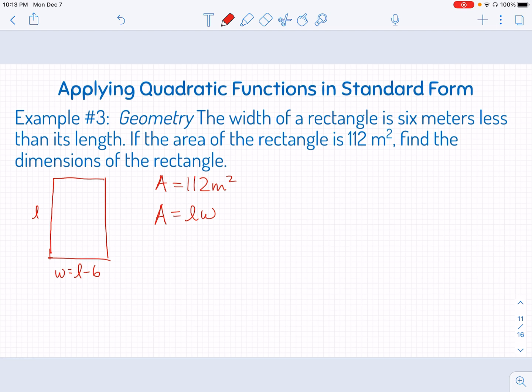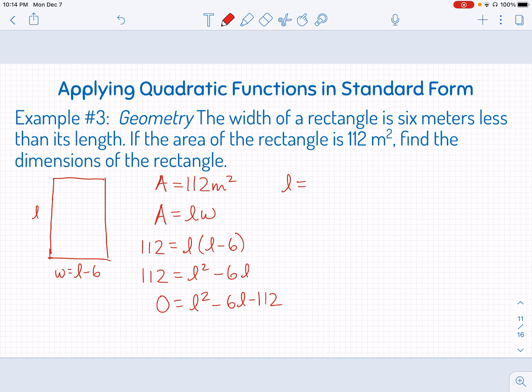So I can say, well, area is just 112. Length I don't know, but I know width is equivalent to length minus 6. And that's helpful because then you're going to get L squared minus 6L. If I move everything to one side, then I can either look for factors of negative 112 that add to equal negative 6. They might exist. I could complete the square. I couldn't use square roots because I have a b term, or I could use the quadratic formula.